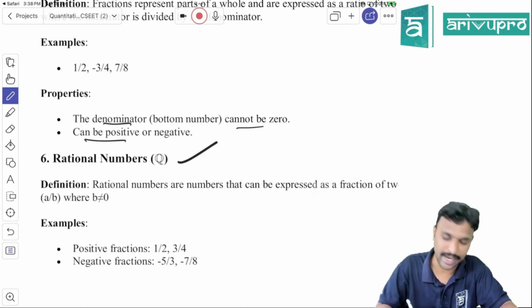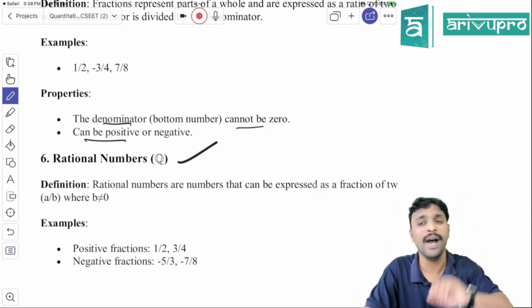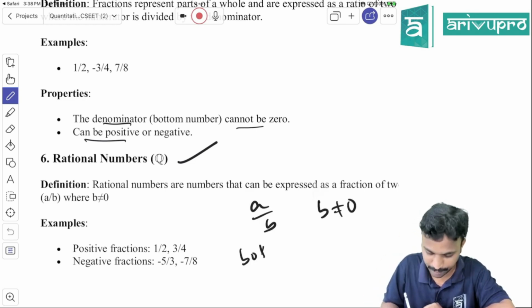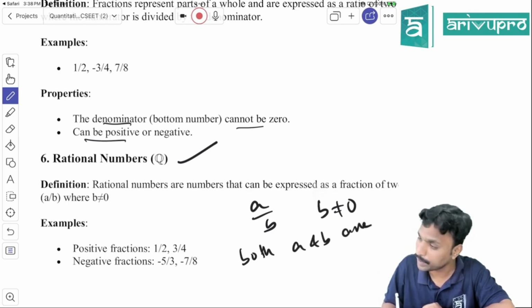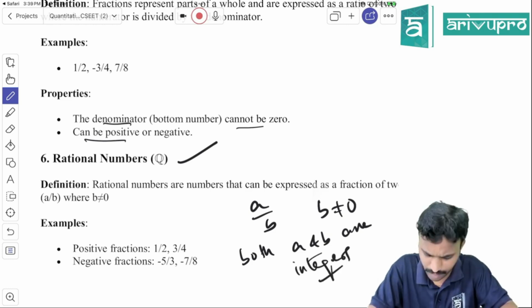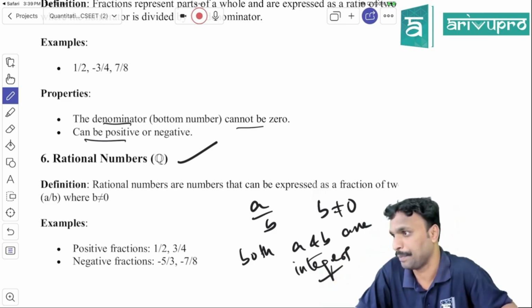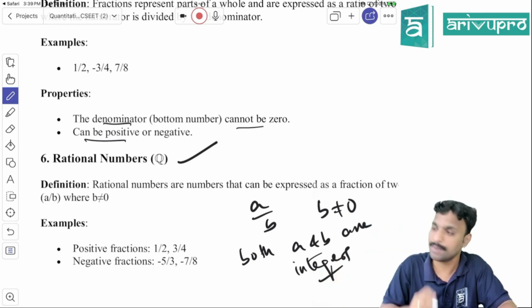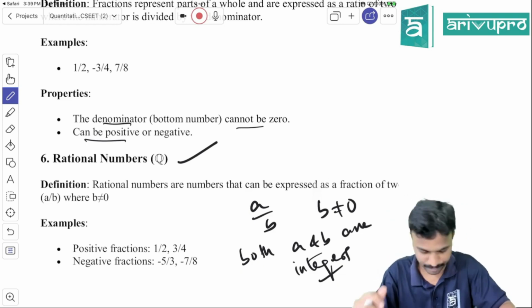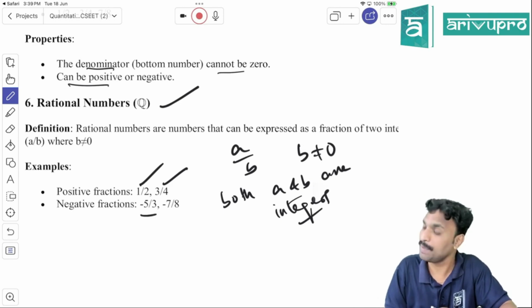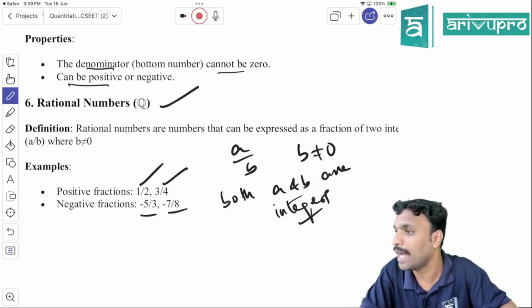Moving on to rational numbers. What is a rational number? Any number of the form a by b. What cannot be 0? b cannot be 0, and both a and b are integers. b cannot be 0. So such numbers are called rational numbers. So for example, 1 by 2, 3 by 4, minus 5 by 3, minus 7 by 2, all are rational numbers.